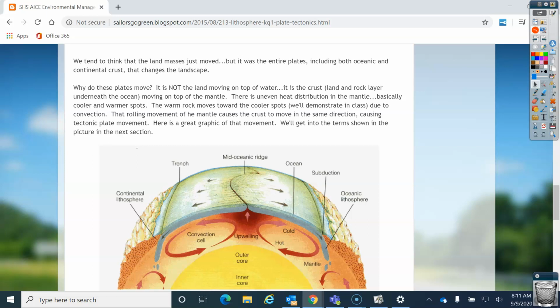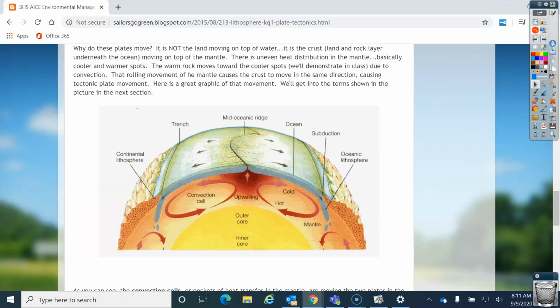Now, why does that happen? It happens because of what's called uneven heat distribution in the mantle. Basically, there are cooler and warmer spots, and heat is not evenly distributed. When there is a temperature difference, temperature is the amount of kinetic energy, which is moving energy, that's what temperature measures. So when some places are hot, that means the molecules and things are moving faster, and cold means they're moving slower. So the hot things will move into the cold areas.